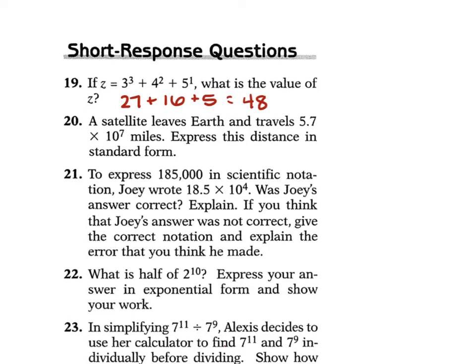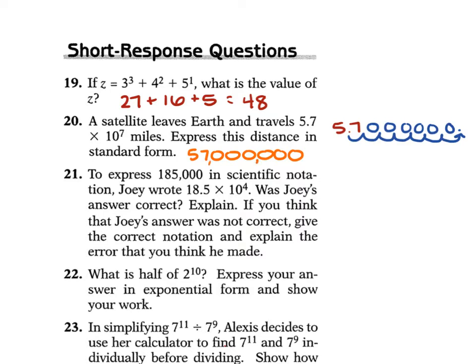20 says a satellite leaves Earth and travels 5.7 times 10 to the power of 7 miles. Express the distance in standard form. So we are going from 5.7 times 10 to the 7th power. So we're moving the decimal point 1, 2, 3, 4, 5, 6, 7 places. So we're going to add in zeros. And this is going to give us 57,000,000. So every 3, 57, comma, 0, 0, 0, comma, 0, 0, 0.